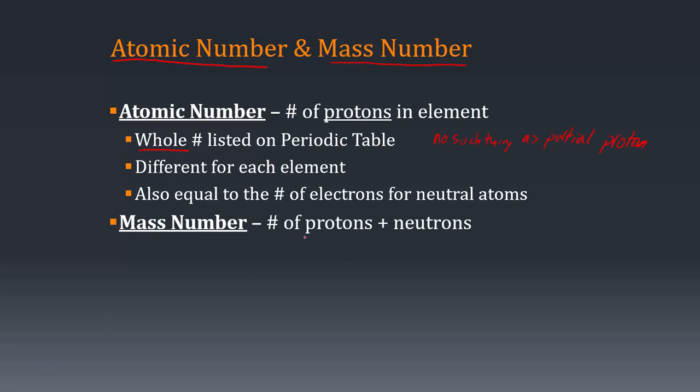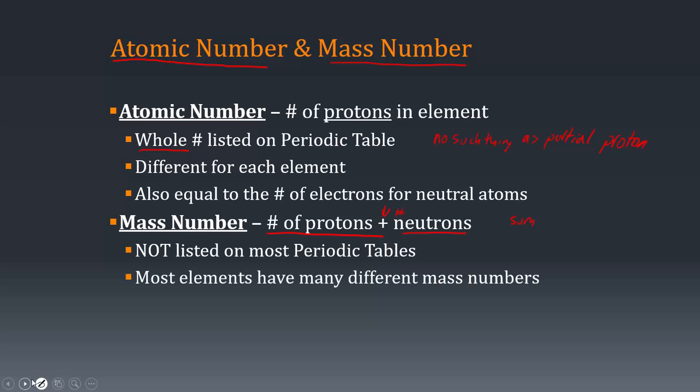Mass number is a lot different. It is the number of protons plus the number of neutrons. So this is a sum. It includes two different things added together, gets us a total. Most periodic tables do not list a mass number. They do have what's called an atomic mass, which we'll take a look at in a minute, which is an average of all the different masses of these isotopes, but it is not the mass number.